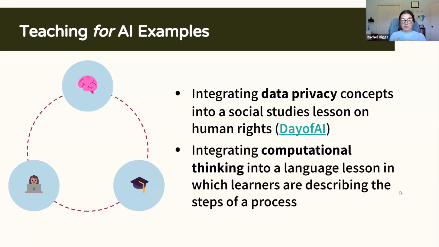Teaching some examples from actual lessons include integrating data privacy concepts into a social studies lesson on human rights. So this is more, okay, well, what does all of that stuff look like in practice? If you're teaching about social studies and you're talking about human rights, and you include something around data privacy, that is integrating AI literacy into a social studies lesson.